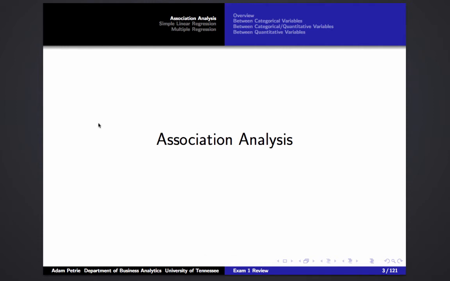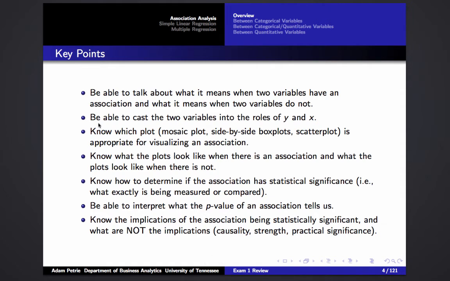All right, let's review associations and their analysis. So really the fundamental question in business analytics is typically, is there a relationship between two variables of interest, like how much someone is spending and how far away they live from the store, the probability of responding to a promotion based on how many promotions they're being sent, etc.